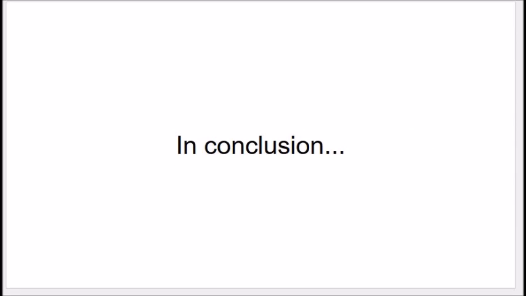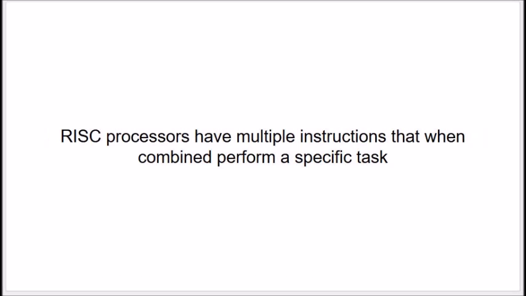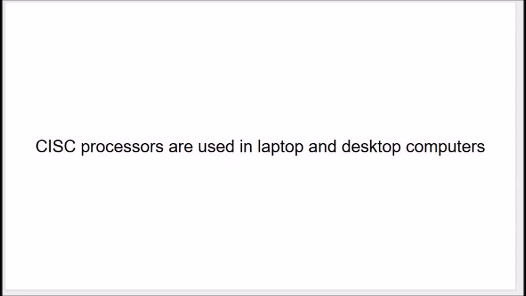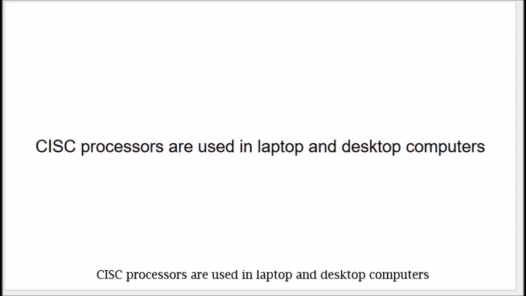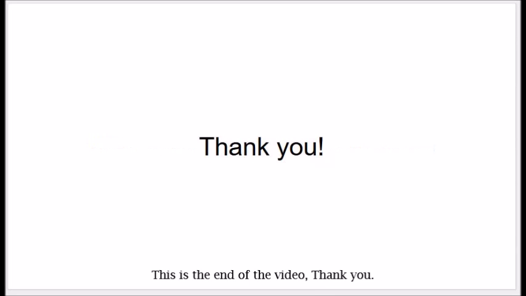In conclusion, CISC processors have complex instructions that carry out specific tasks. RISC processors have multiple instructions that, when combined, perform a specific task. CISC processors are used in laptop and desktop computers. RISC processors are used in portable devices. This is the end of the video.